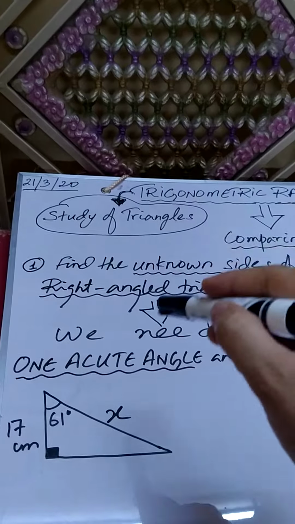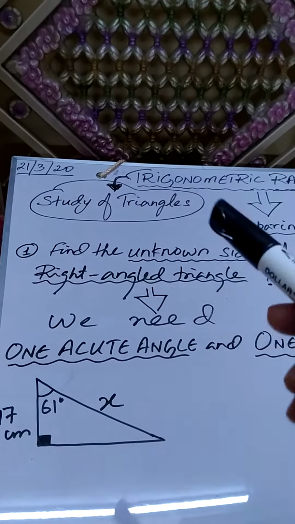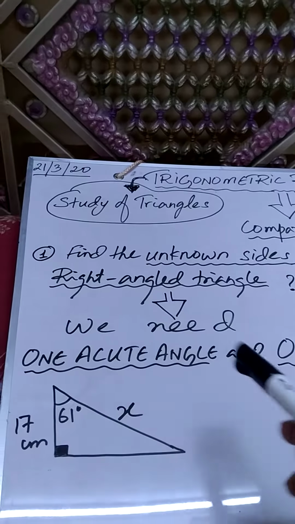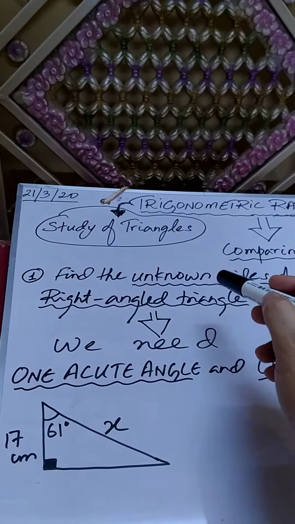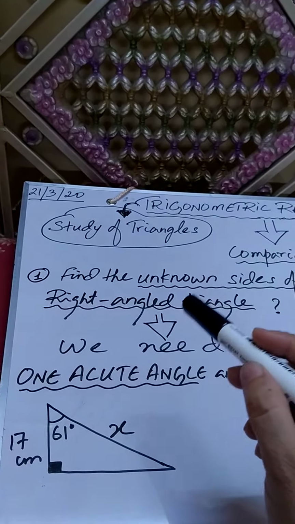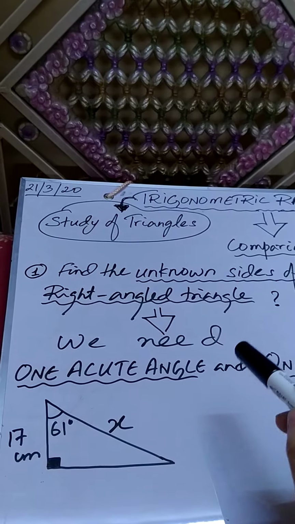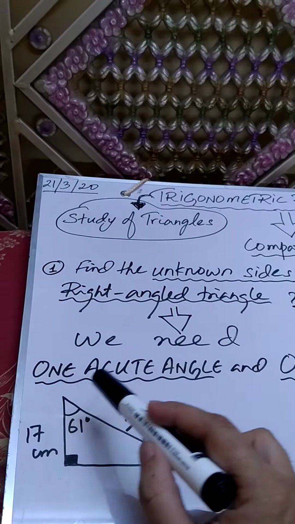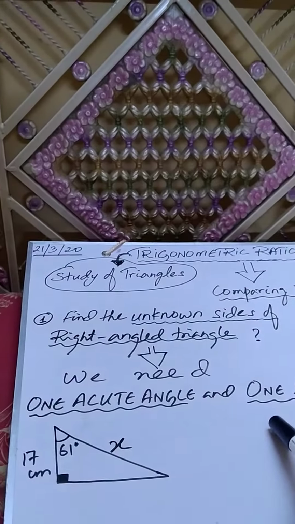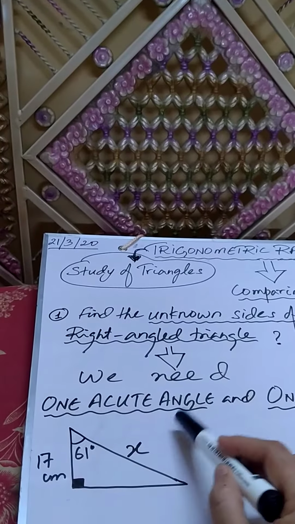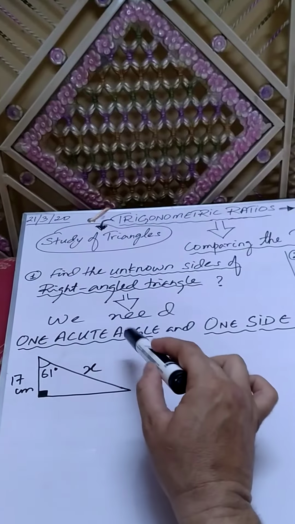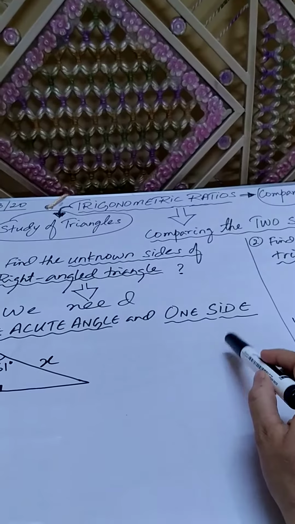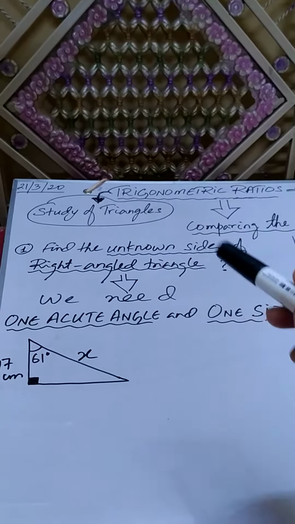But when I say find the unknown side with the help of trigonometric ratios, always remember this very important concept. This is a very important clue to find the unknown side of a right angle triangle with a trigonometric ratio. Guys, we will also need one angle and one side of a right angle triangle, one acute angle and one side. Look here, we always need one acute angle and one side whenever the examiner says find the unknown side.